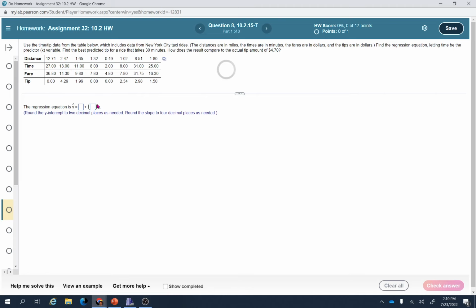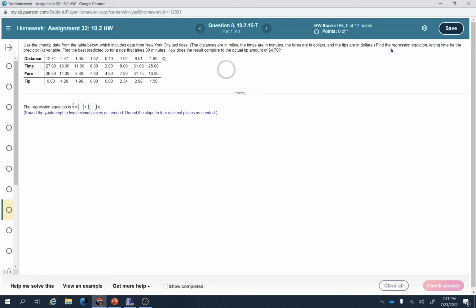So x is a variable. We would like to find the regression equation of the line, which can be used to correlate time versus tip. So x is the time and y is the tip.